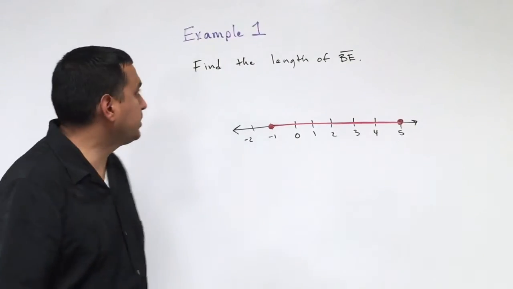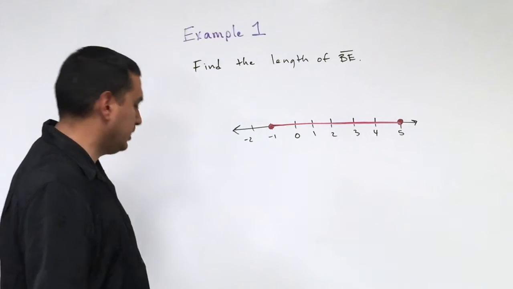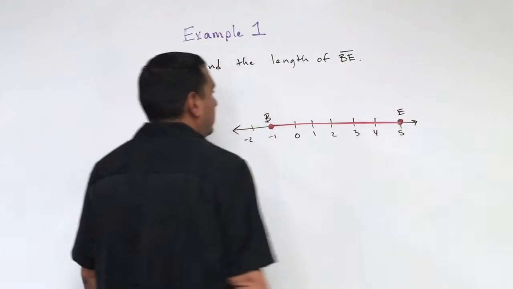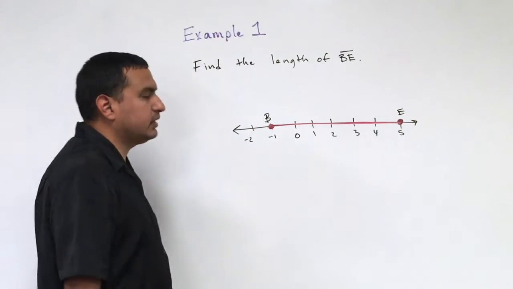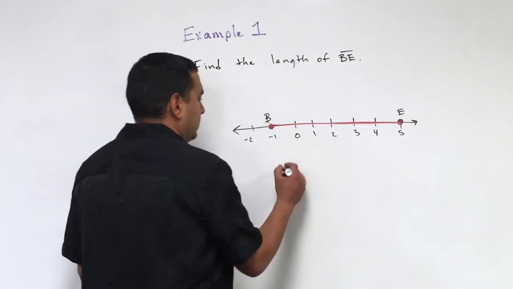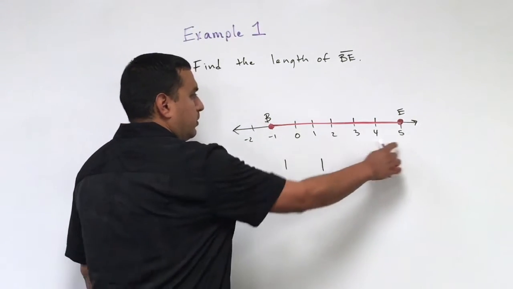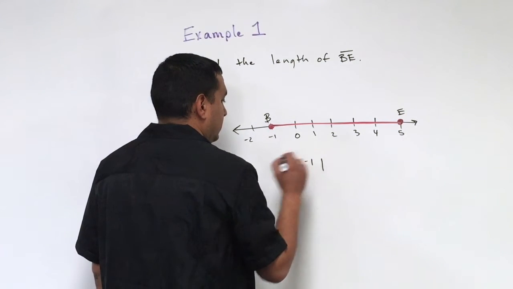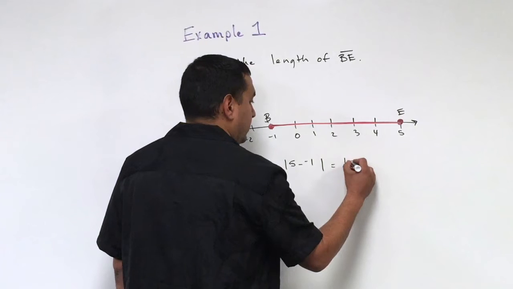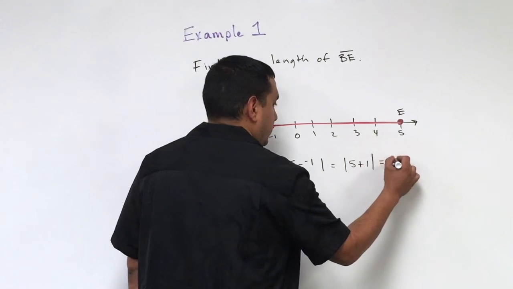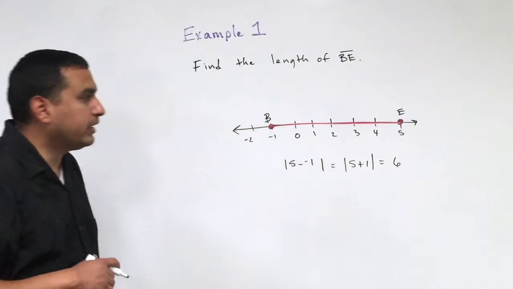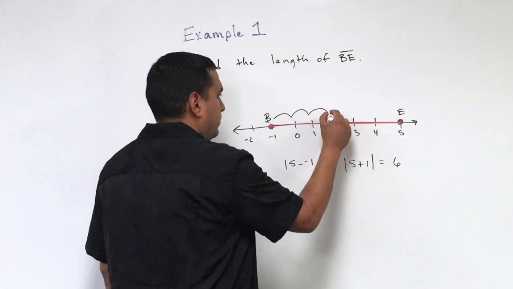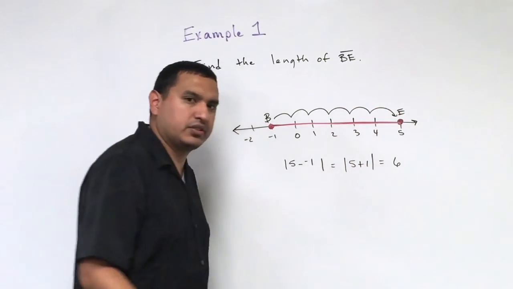All right, so let's look at this first example. It says find the length of segment BE. And so this would be B and this would be E. All right, and so when I'm looking at length, remember that we said that I take the absolute value of the difference of the coordinates. So that would be the absolute value of 5 minus -1, which is equal to the absolute value of 5 plus 1, which would just be 6. Okay? And I know for a basic problem like this, you can just count the units. You just go 1, 2, 3, 4, 5, 6, and that would give you the distance.